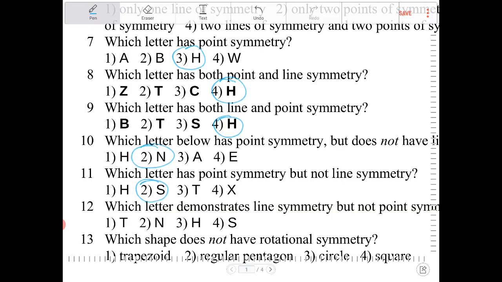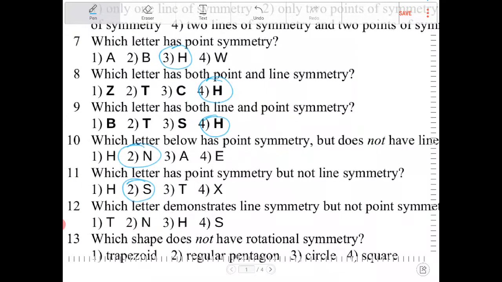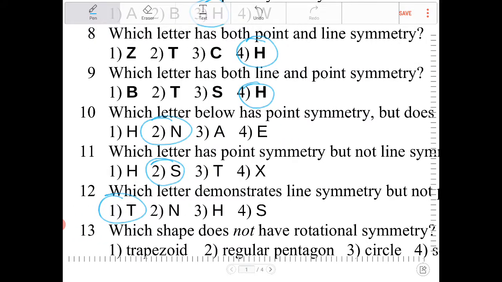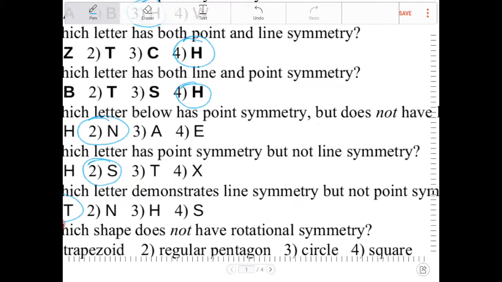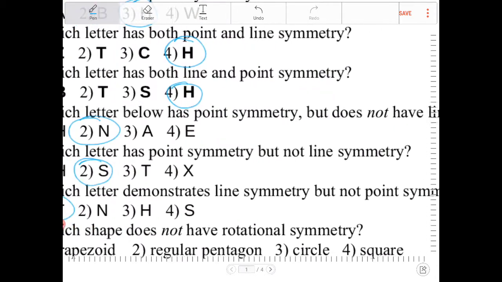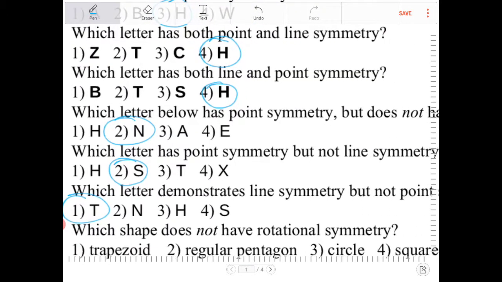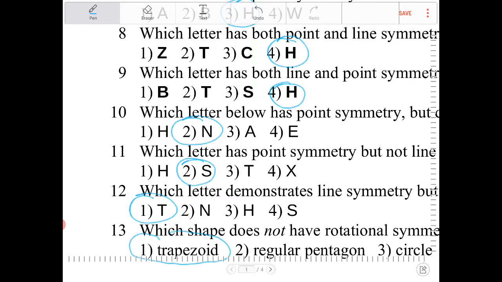Which letter demonstrates line symmetry but not point symmetry? Line symmetry but not point symmetry. So that would be T. Which shape does not have rotational symmetry? Trapezoids. Any regular polygon will have it. Circle definitely does. Square definitely does, because square is a regular polygon, so that would leave us with just the trapezoid.